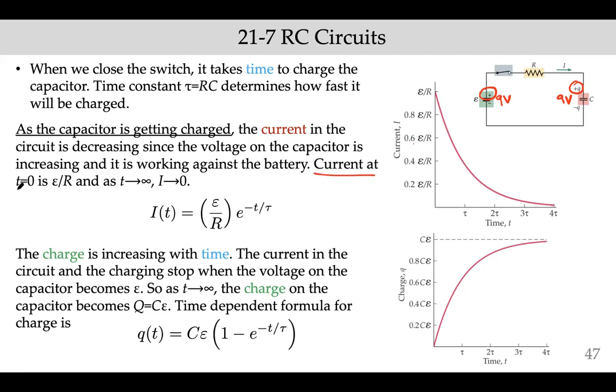So current at time equals 0 is epsilon divided by R, because initially there's no voltage on the capacitor. It acts like a straight wire. But then as time goes on, if time goes to infinity, the current goes to 0. This is again the exponential function that we just talked about in the previous slide, so instead of 2 or 9, we have the tau.